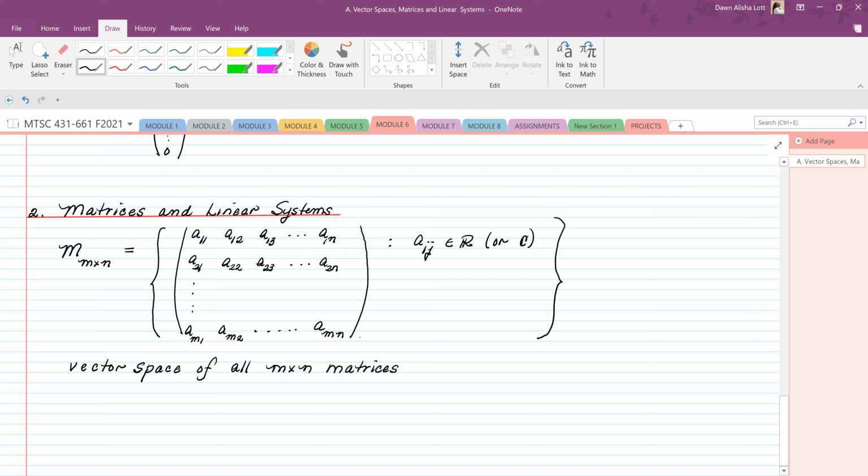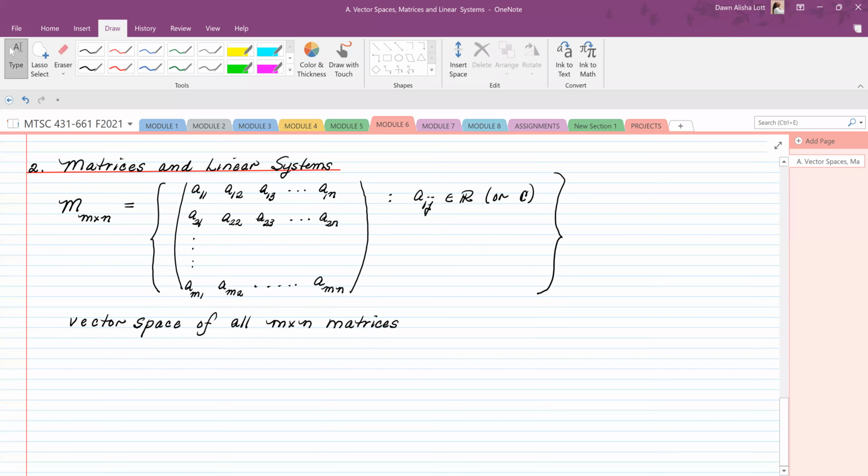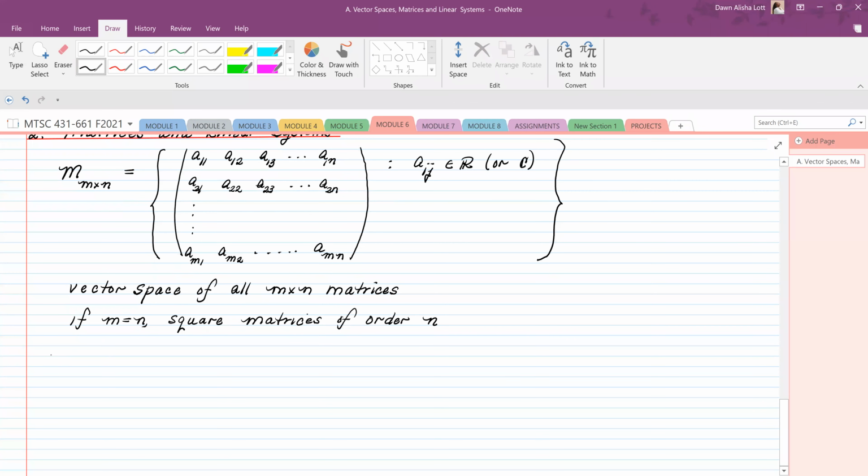Okay, so again, in this vector space, multiplication is not commutative. Let's just remember that. All right. And if M is equal to N, then they're all the square matrices of order N. Okay, let's talk about some matrix operations.